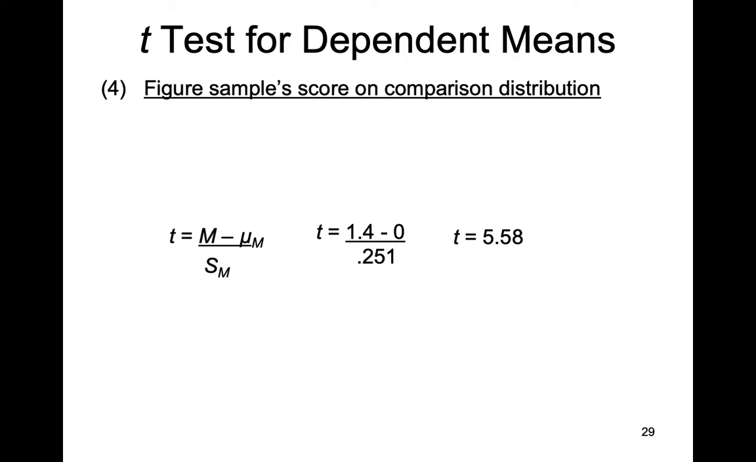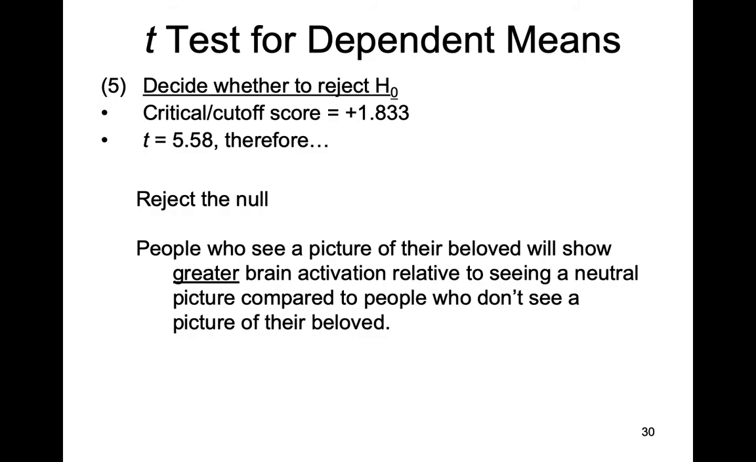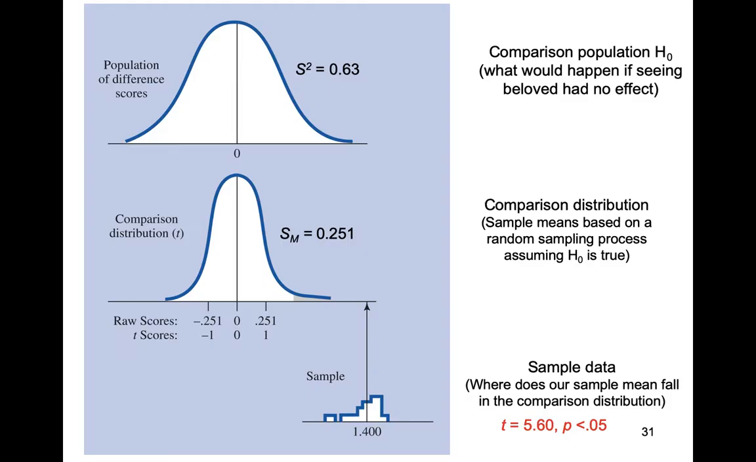Calculating our t-score, we get a t of 5.58. Okay, as we can see, that greatly exceeds our critical value or our cutoff score. Therefore, we're going to reject the null. People who see a picture of their beloved do show, not will show, but do show greater brain activation relative to seeing a neutral picture compared to people that don't see a picture of their beloved.